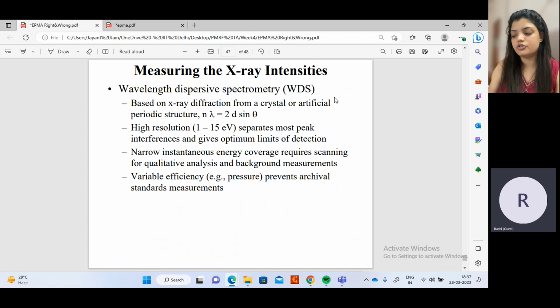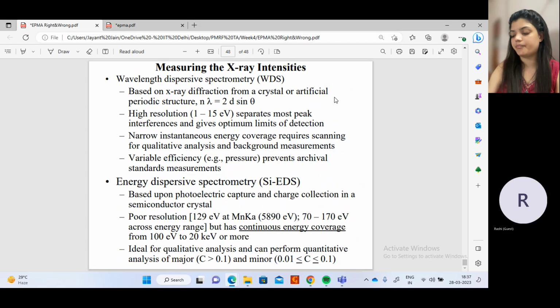Narrow instantaneous energy coverage requires scanning for qualitative analysis and the background measurement. Variable efficiency, for example pressure, prevents archival standard measurements. Measuring the X-ray intensity, in WDS what happens? It is based on X-ray diffraction from a crystal or artificial periodic structure, n lambda is equal to what we have just mentioned.